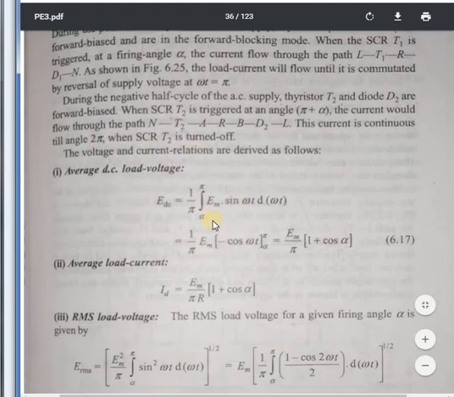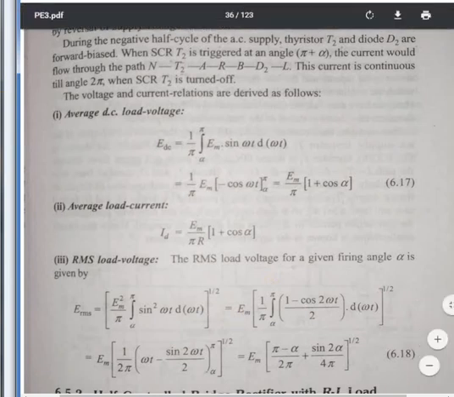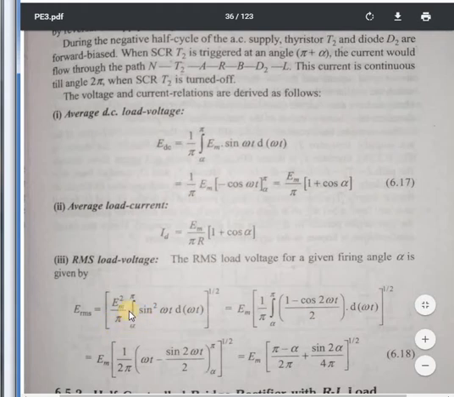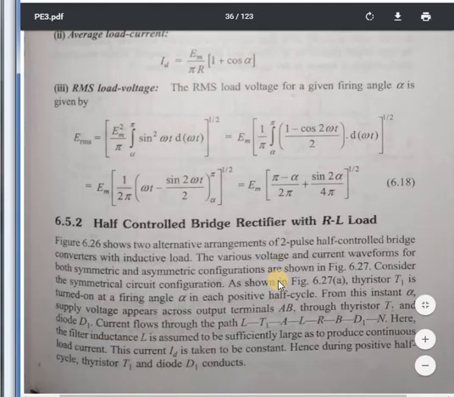So the average voltage, since it is symmetrical, will be from alpha to pi, Em sin omega t d omega t. So Em by pi into 1 plus cos alpha will be the load voltage, and your load current will be Em by pi R into 1 plus cos alpha. Your RMS voltage will be calculated by considering Em by root pi into the integral from alpha to pi of sin square omega t d omega t. Considering that, you will find the value of your RMS load voltage.